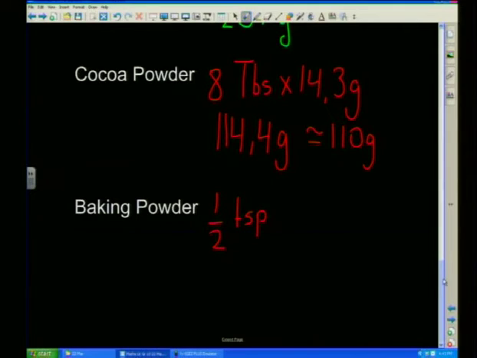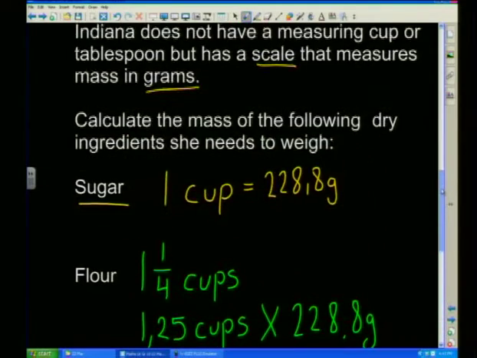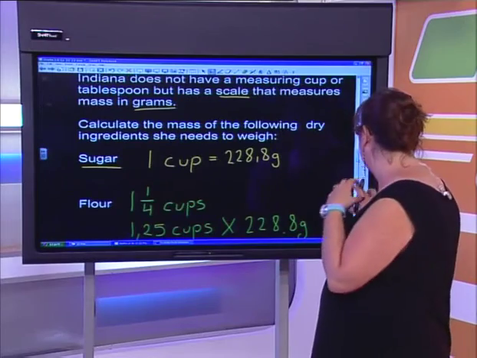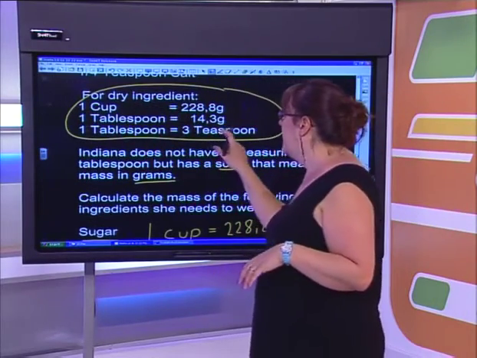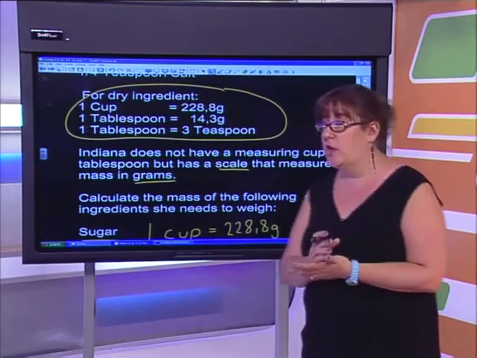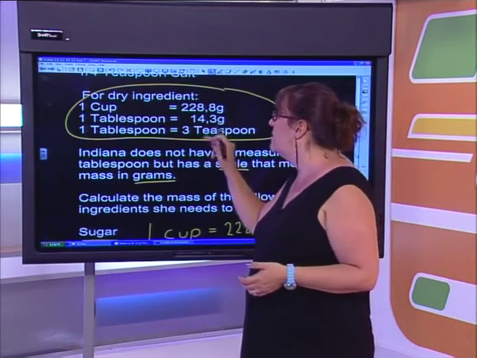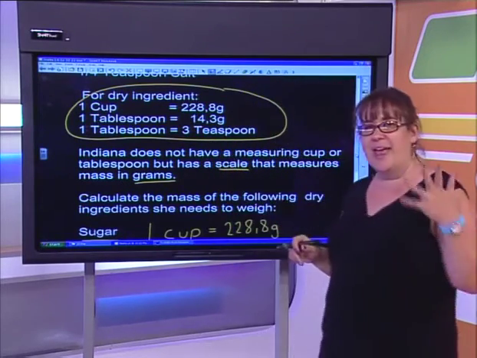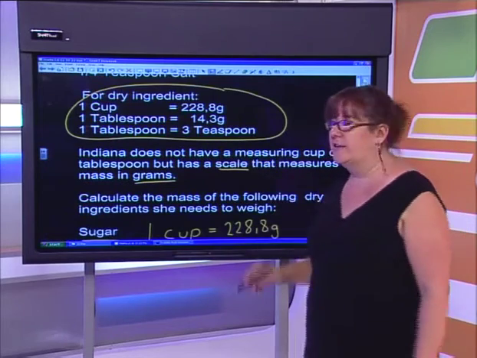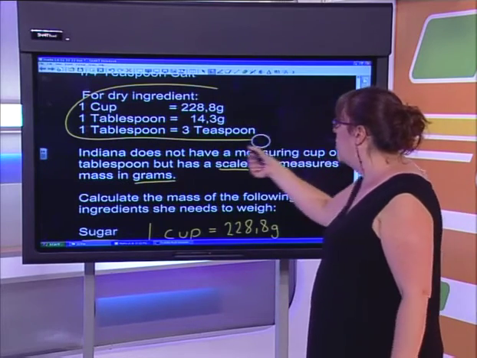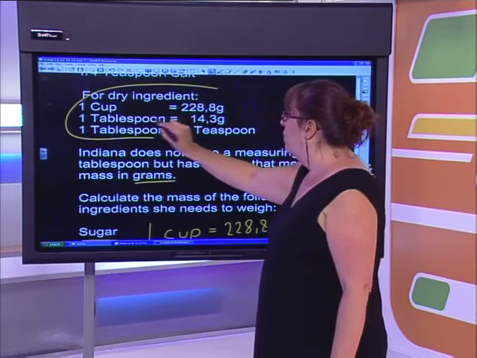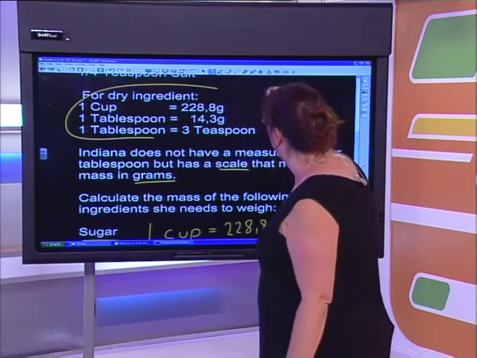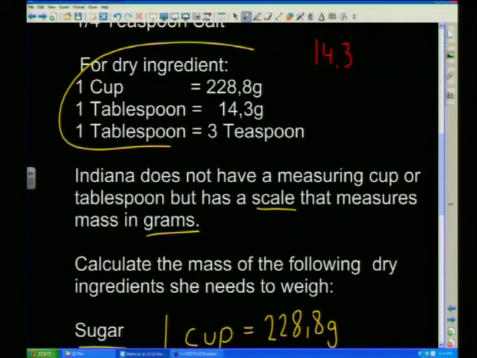Now with this conversion, with India not having tablespoons or cup conversions, it's a little bit harder for us to calculate, because we know that 1 tablespoon is 3 teaspoons, and we only know our measurements for grams. So what we can actually do is work out from here how many grams are in 1 teaspoon. So if I've got 1 tablespoon is 14,3, so we've got 14,3 grams is 1 tablespoon.